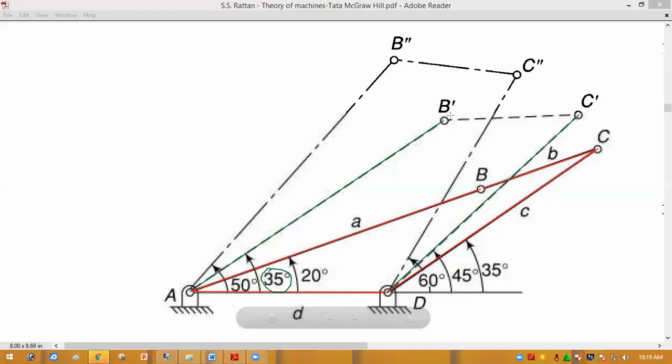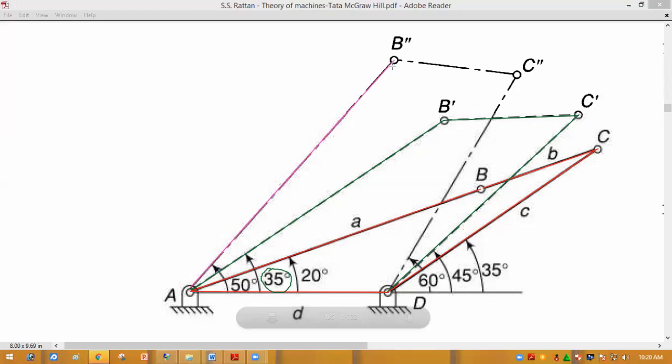Then by using your drafter or scale, make BC, the coupler or connecting rod, of length equal to 0.66 unit of B. So I am completing the second position of the 4-bar link mechanism. And the third position angle is given in the question, that is theta 3 equal to 50 degree. So here you can see the 50 degree. So from A, make an angle of 50 degree, and draw a line of length A.